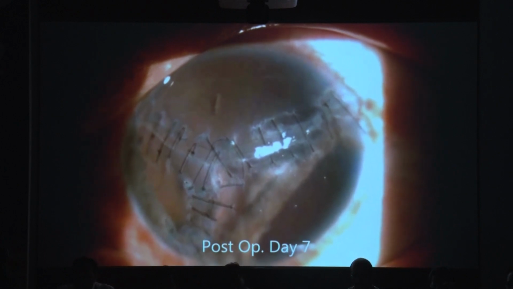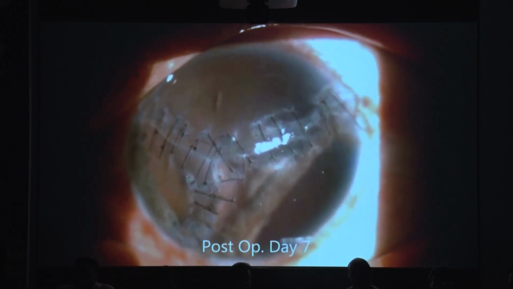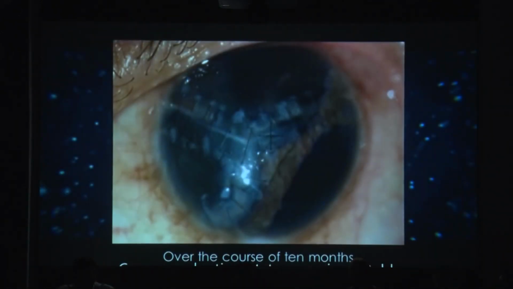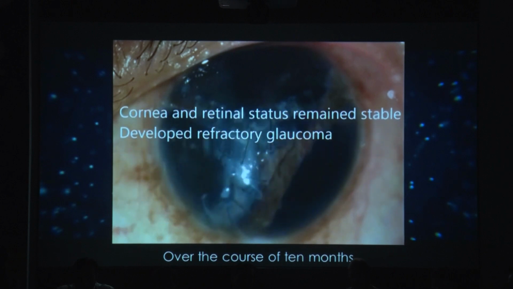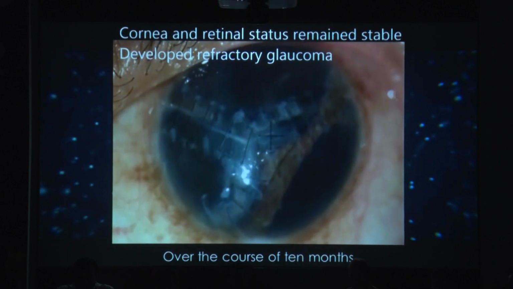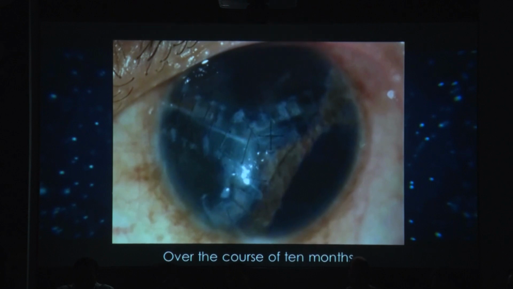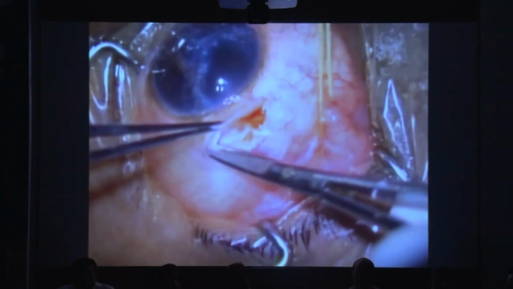On the 7th post-operative day, the patient had a BCVA of 6/24 with a well-opposed corneal wound and near total loss of iris tissue. The intraocular pressure and fundus were normal. Over the course of 10 months, the cornea and retinal status remained stable. However, the patient developed refractory glaucoma. Because of two main concerns, refractory glaucoma and visual rehabilitation due to loss of crystalline lens and iris tissue, the patient was planned for a combined Ahmed glaucoma valve and an aniridia intraocular lens.